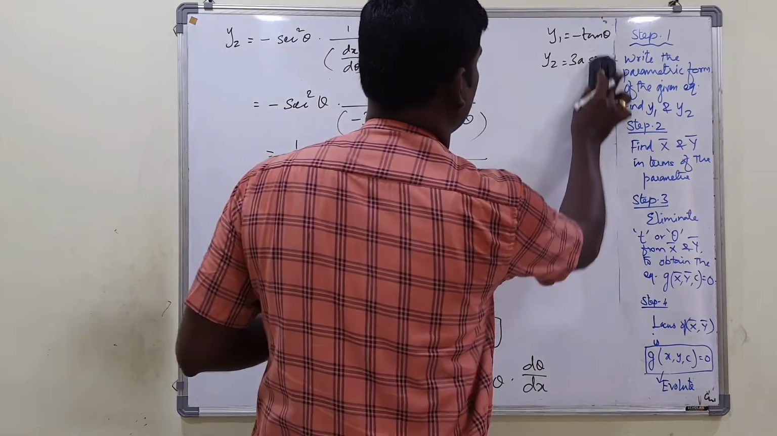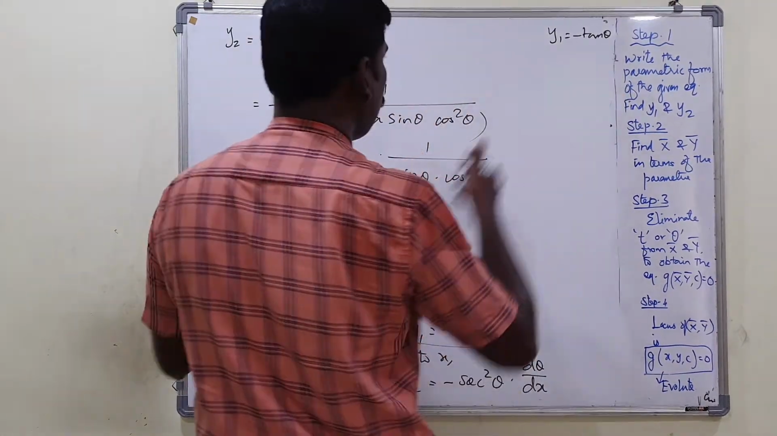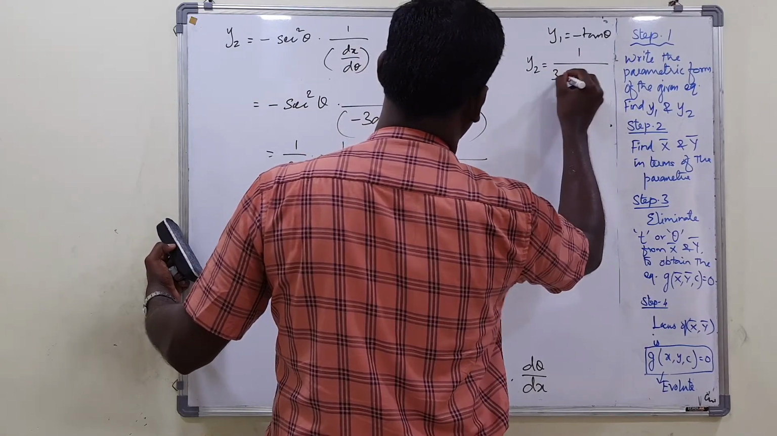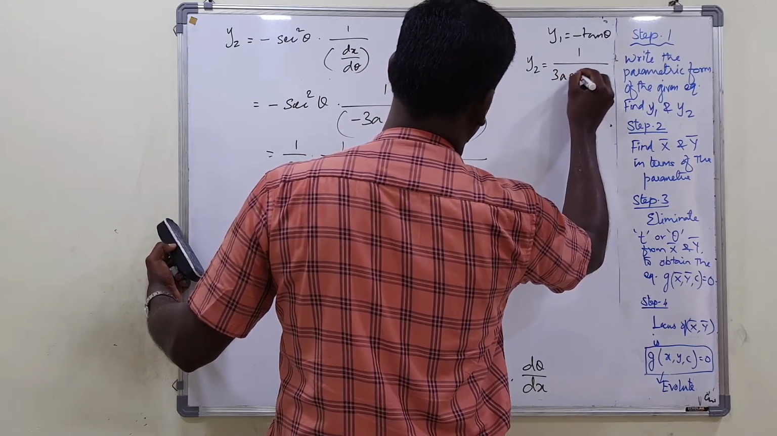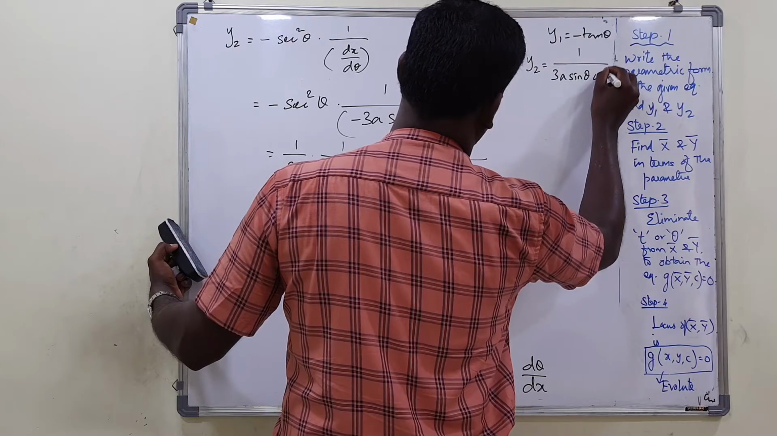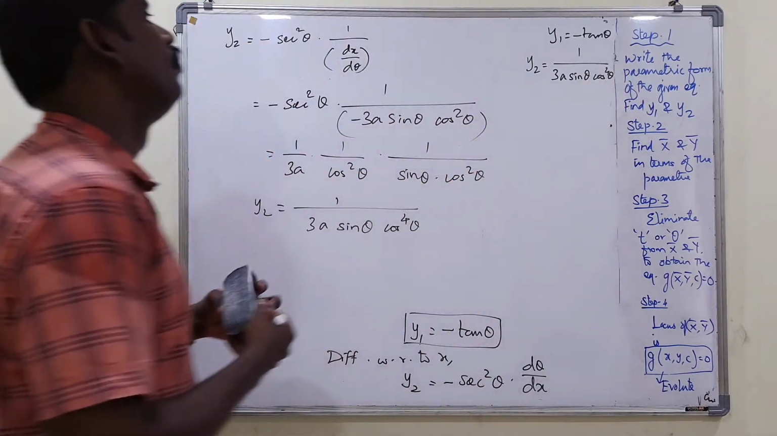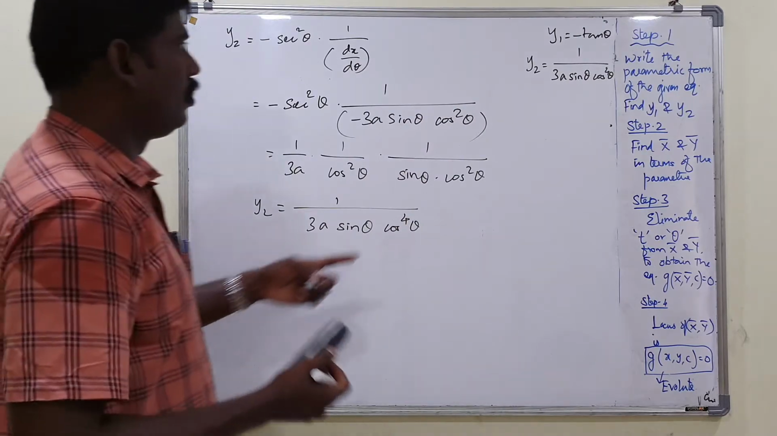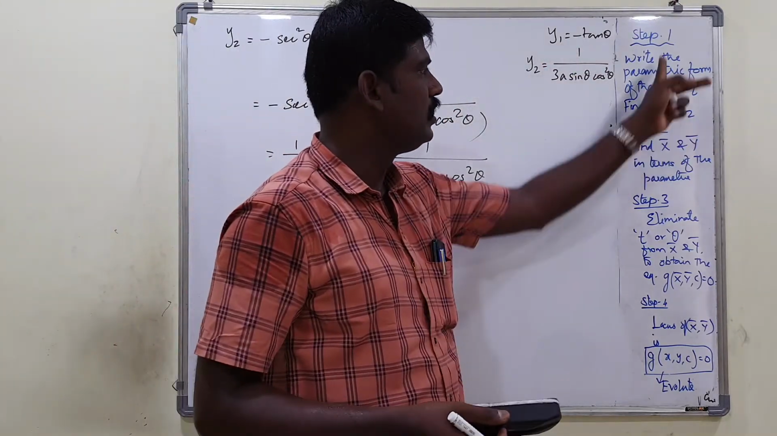Sorry. What is y2? 1/3a sin(θ) into cos⁴θ. Right? So, I found y1 and y2. I finish the first step.